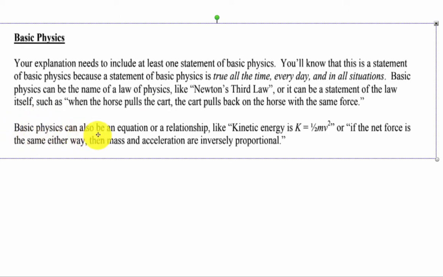As a note, basic physics can also be an equation or a relationship, like kinetic energy is 1/2 mv squared. Or if the net force is the same either way, then mass and acceleration are inversely proportional. So a good way to look at this is if you look at the formula sheet, you can see the equations with some basic physics.